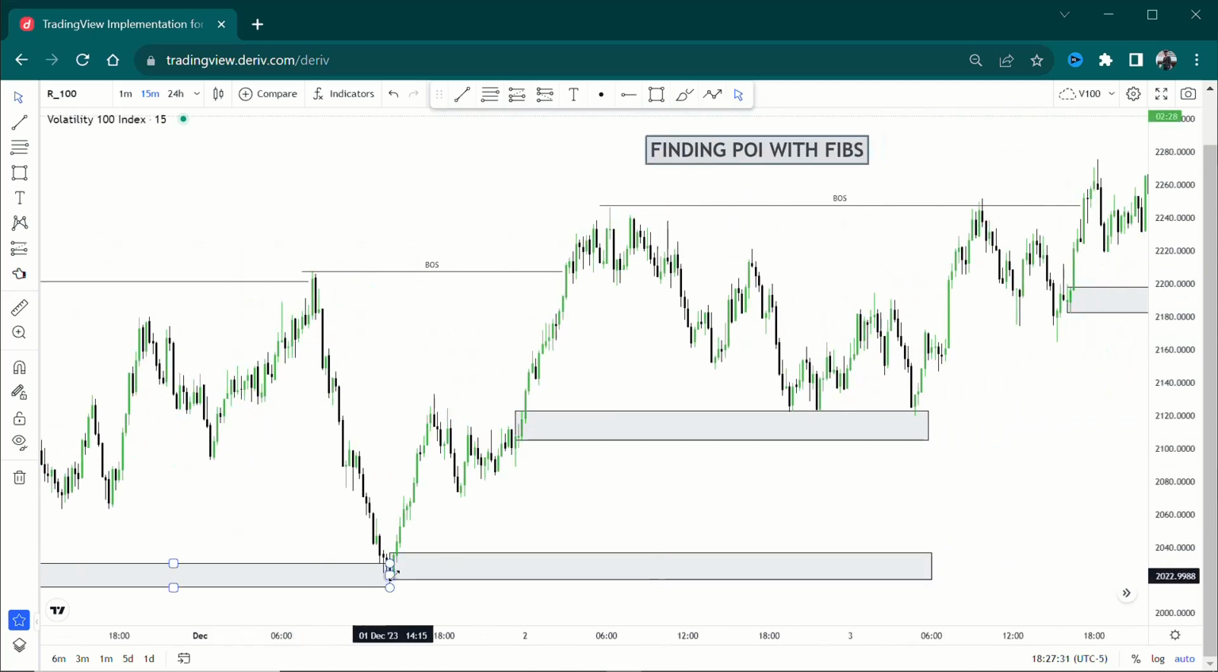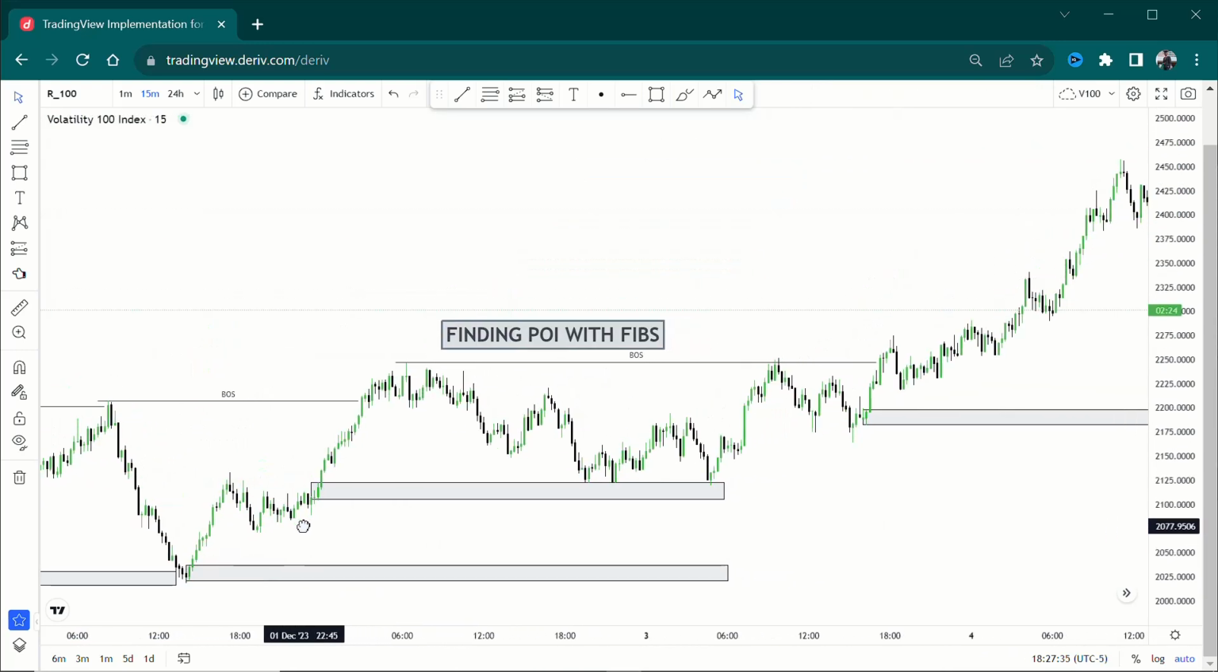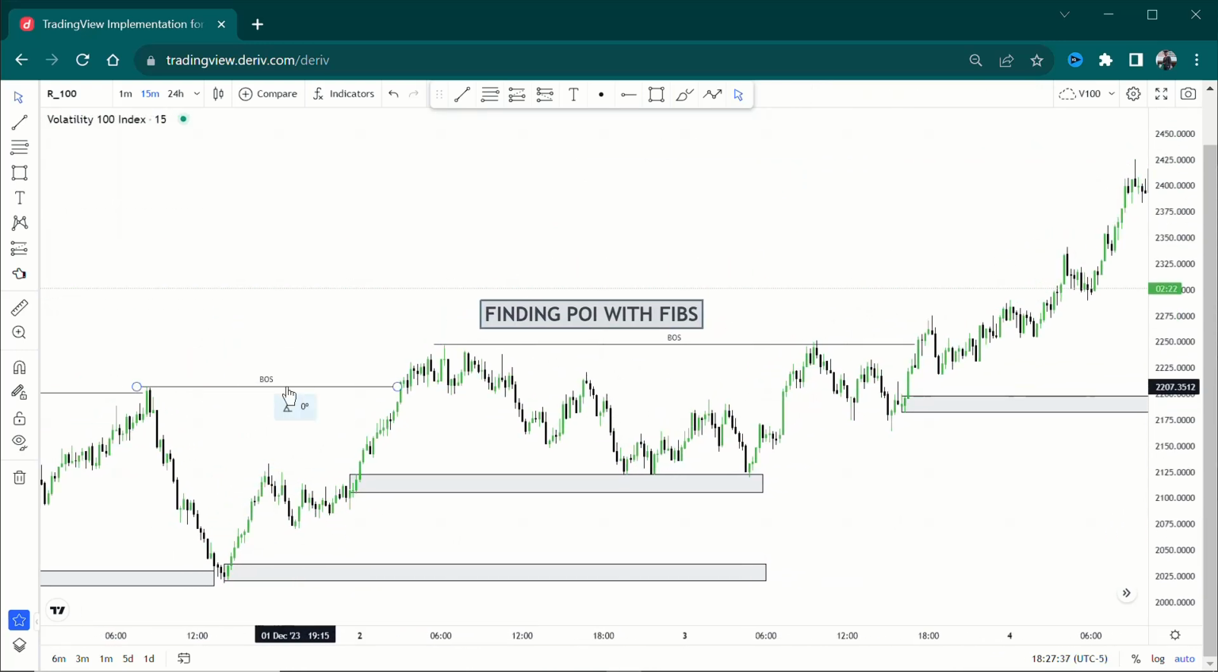The moment you see a break of structure here, as I say in structure mapping, this is your last low. Then you can already see we have inducements there. Even down here, you can see pullbacks. That's just inducement.